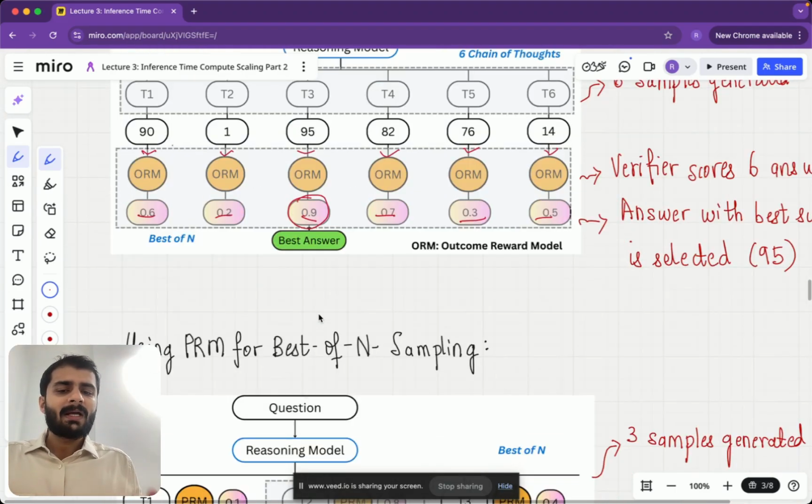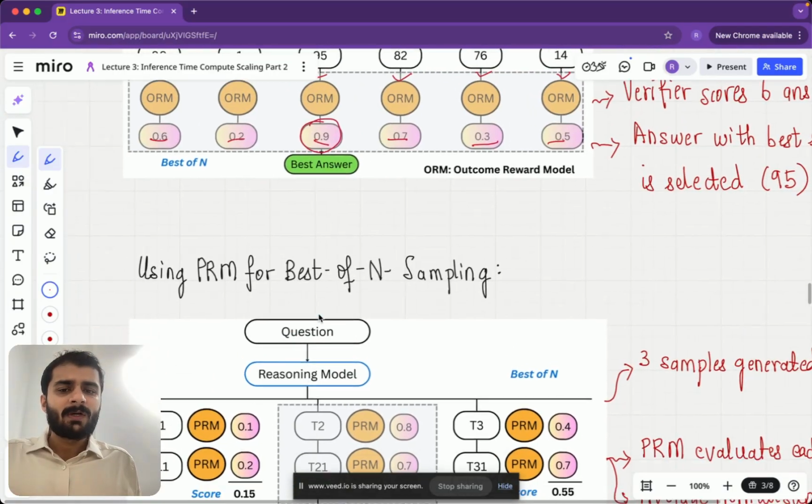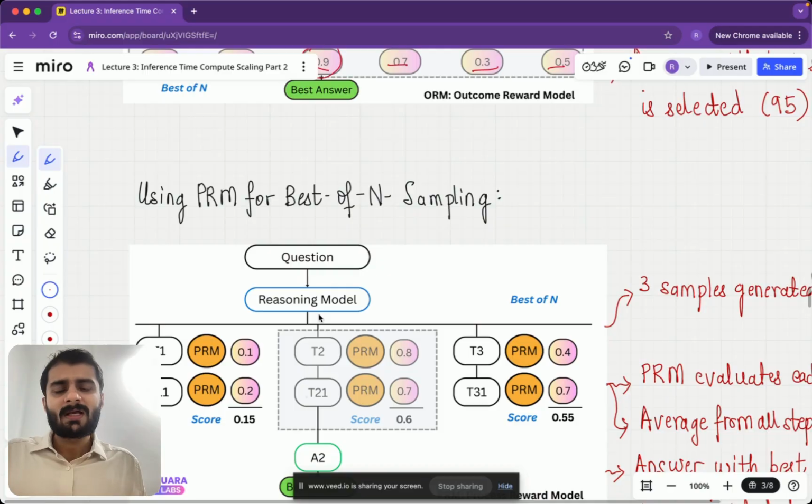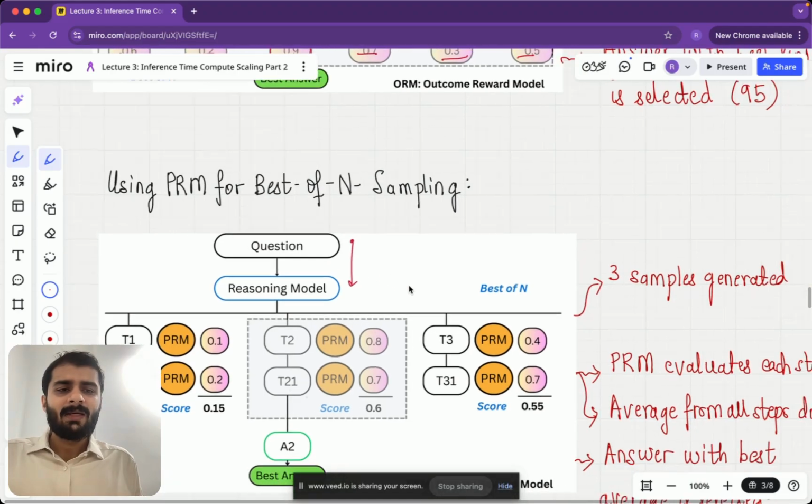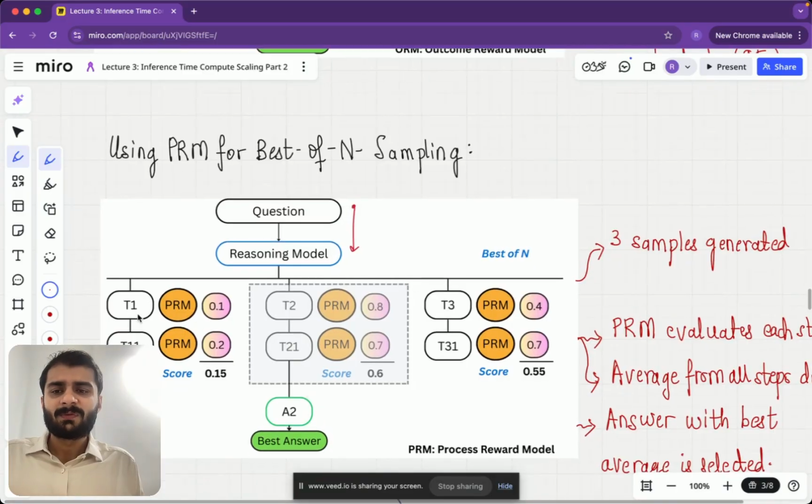Now, when you look at PRM, what we do is we don't score the final answer like we do in the previous step. But let's imagine that this is a question, and we pass this question through to the reasoning model. And here we are evaluating three chains of thought, which are T1, T2, and T3. Okay, so T1 goes down to T11, T2 goes down to T21, and T3 goes down to T31.